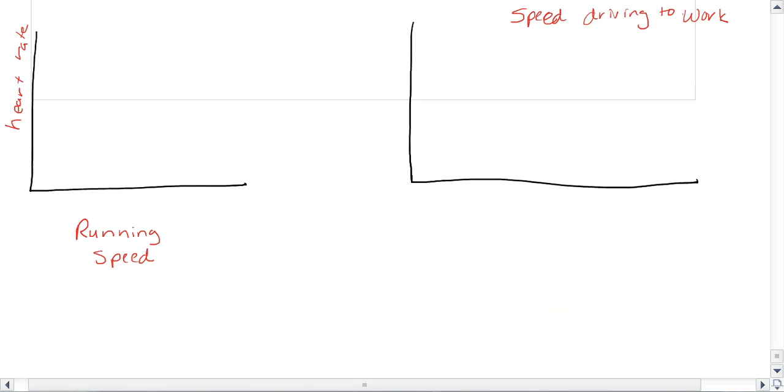With interpreting these graphs, often we do not have numbers. We're just looking at the trend and interpreting that. So if this first graph is supposed to be, I'm going to pick on Hunter here, the speed that Hunter is running versus his heart rate.